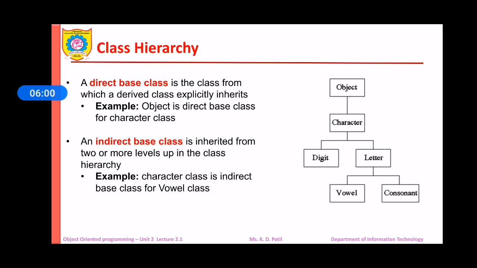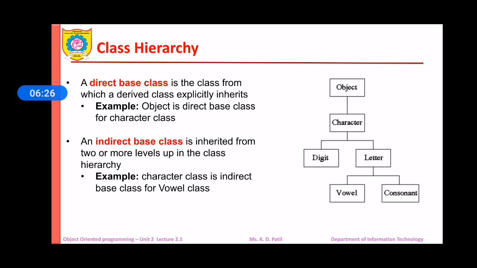Let us see what is a direct base class. A direct base class is the class from which a derived class explicitly inherits. Now, here a character class is inheriting the properties from the object class explicitly. Now, object class is the direct base class for the character class.